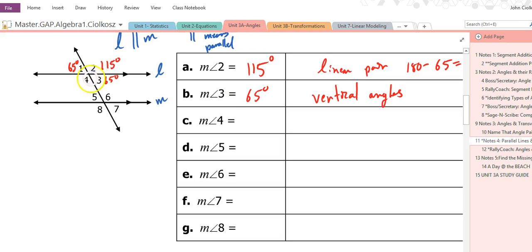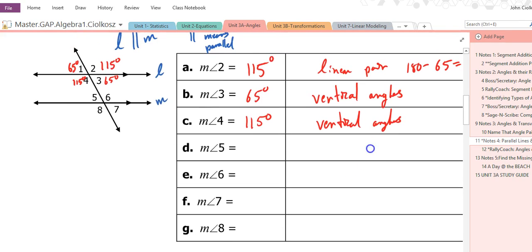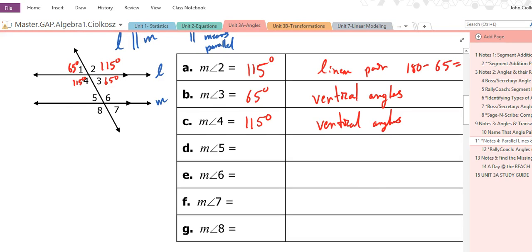Angle 4, let's use that vertical trick again. Well, 2 and 4 are vertical. Where two lines intersect, so that's another vertical. So that means this one's 115. Now, I'm going to use a couple tricks here. So let's look at angle 5. Well, angle 5 and angle 1 are those corresponding angles. Same side, same position. So since it's corresponding to angle 1, it's the same as angle 1.